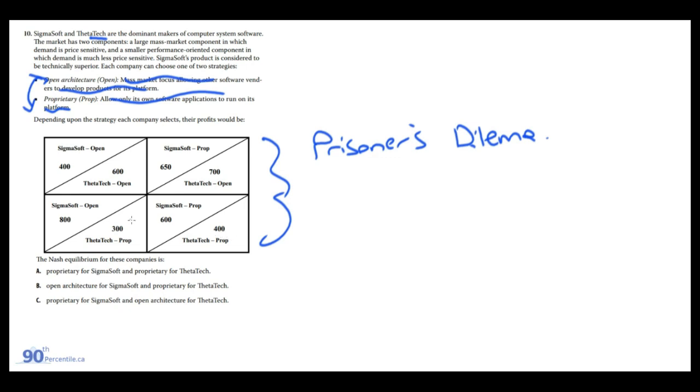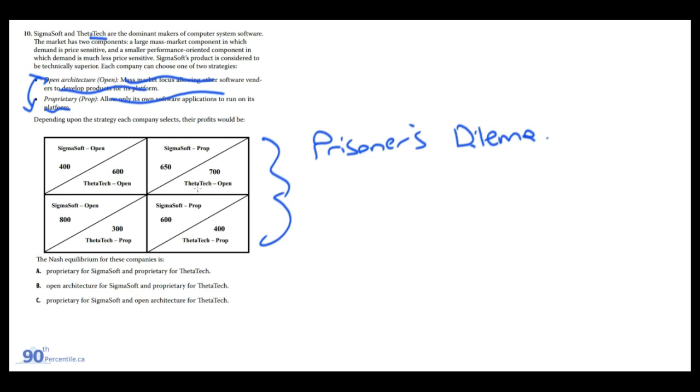And Theta Tech, you can see if they're proprietary, it's 300 and 400. Versus if they're open, they're better off in both cases, right? 600 is better than 300, 700 is better than 400. And the 600 is greater than even their best case in proprietary, right? So Theta is better off no matter what the competitor does if they're open.